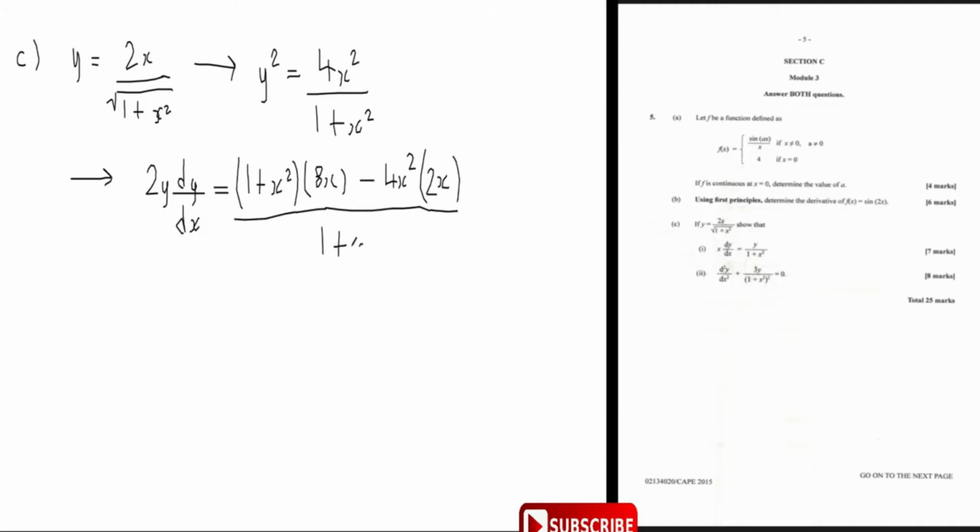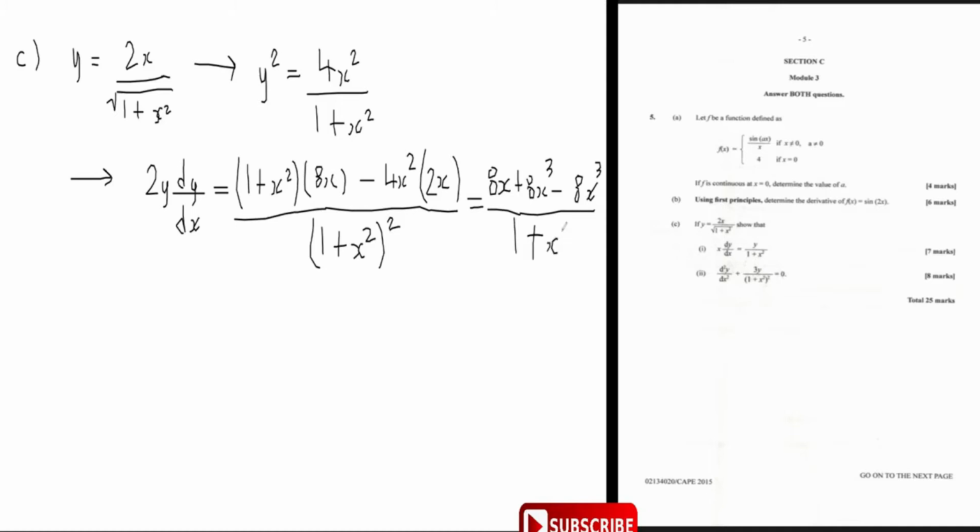The bottom squared is 1 plus x squared, all squared. Now I'm going to expand out the numerator. Expanding out the numerator, I get 1 times 8x is 8x, plus 8x times x squared is 8x cubed. And then I have 4x squared times 2x, that's also 8x cubed. So notice that the 8x cubed terms cancel each other. All right, and now I'm just dividing by 1 plus x squared all squared.